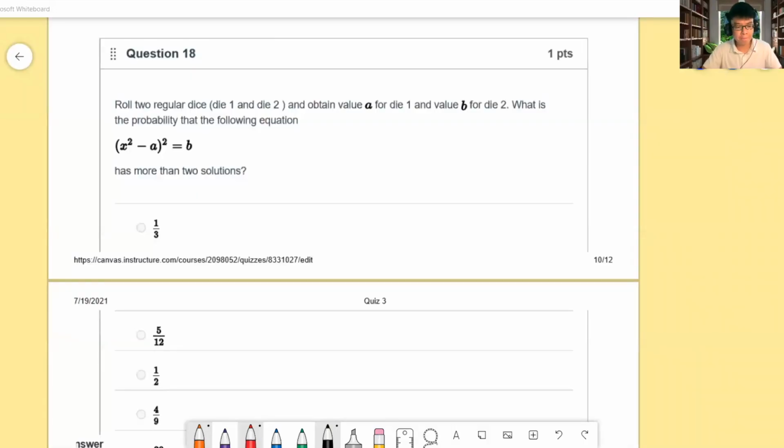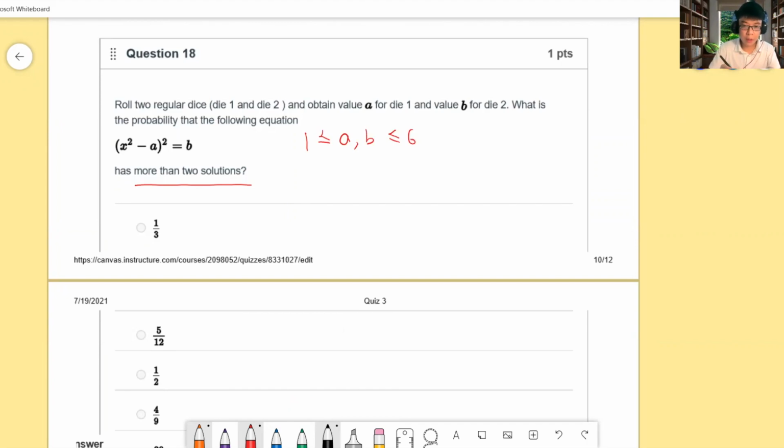Question 18. Roll 2 regular dice and obtain value A for die 1 and value B for die 2. What's the probability that the following equation has more than 2 solutions? Now let's check what's the requirement to have more than 2 solutions. First, notice that both A and B are integers from 1 to 6. Now let's try to solve the equation.